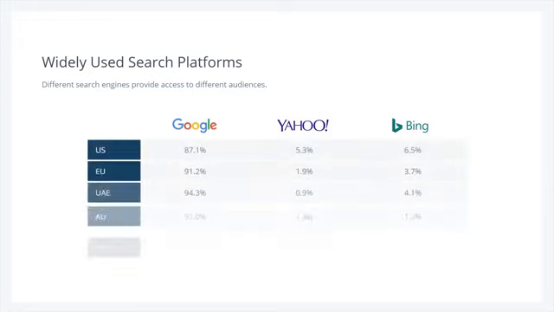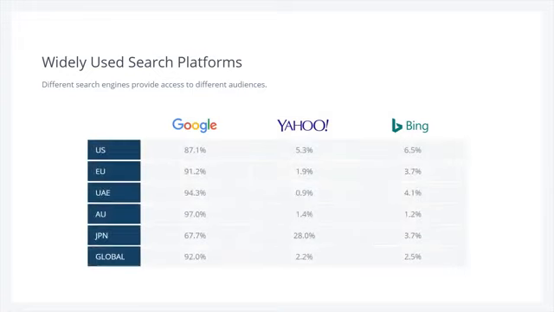There are 3 main search engines globally. These are Google, Yahoo, and Bing. You can see that their market share differs in different territories. This is an important consideration if you are doing international prospecting for e-commerce, or for lead generation, or any kind of search marketing in different territories.